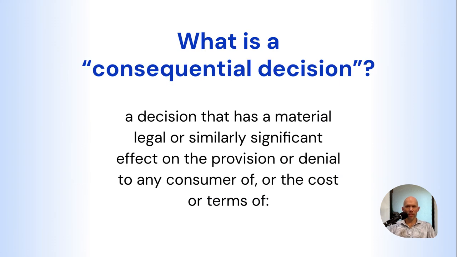A consequential decision is anything that has material, legal, or similarly significant effects on the provision or denial or cost or terms of several conditions of services. So there's some key components here. It's provision or denial or the cost or terms of. So that means if you increase pricing using an AI system or you decrease pricing, if you change the conditions of an interaction with a consumer, then that would fall under the law's definition of a consequential decision.